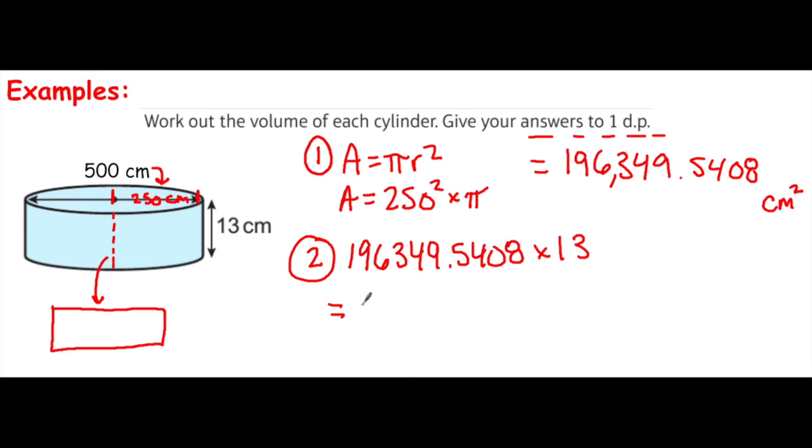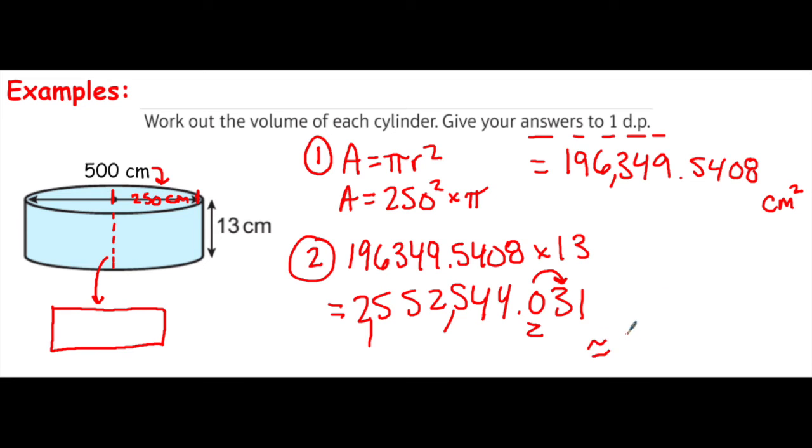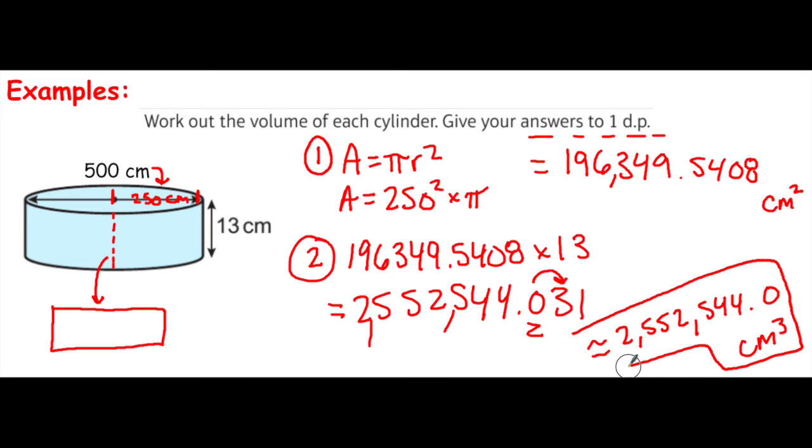So here's the number we get, 2552544.031. That's 2 million. Wow, it's a large number. And then to one decimal place, would that 3 round up or down? We'd round it down, so actually it'd be 0.0, wouldn't it? So we'd get 2,552,544.0, and now we're in centimeters cubed because we're in 3 dimensions. Volume would be the 3-dimensional space.